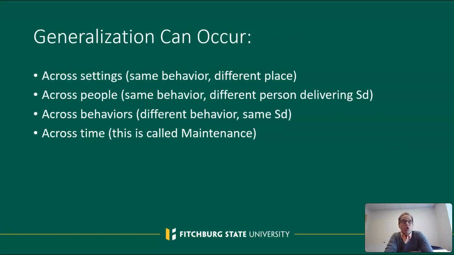Generalization can occur across settings, so we might have the same behavior that starts to occur in different places. It can occur across people. We might have the same behavior that occurs when different people deliver a discriminative stimulus. It can occur across behaviors where we've got the same discriminative stimulus, but now different behaviors are occurring. Or it can occur across time, which is called maintenance. Behavior persists in the face of lack of reinforcement.